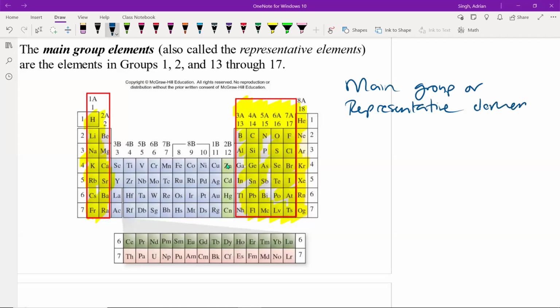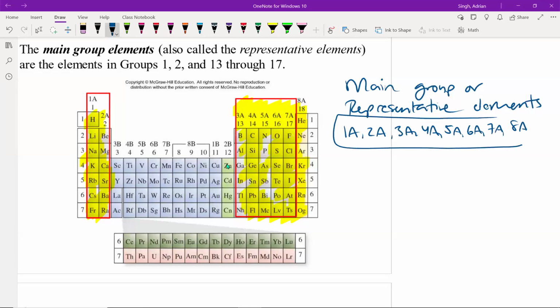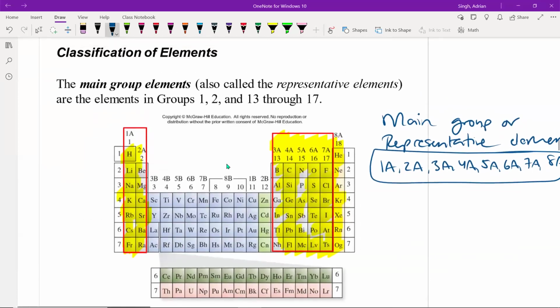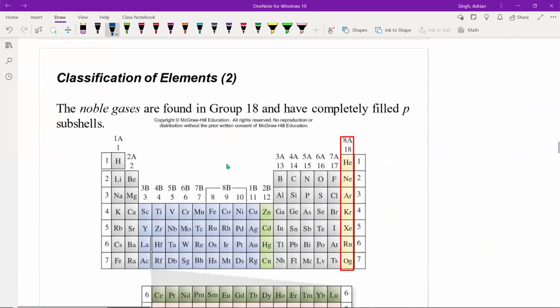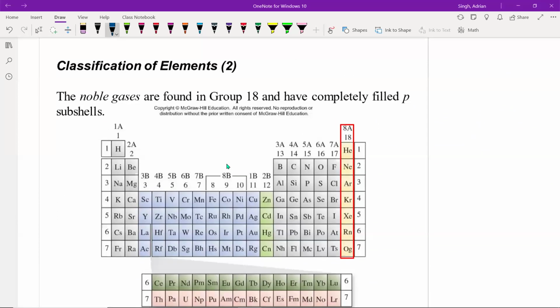When we start looking at periodic trends a little bit later on, we're going to be focusing mostly on the trends in the representative elements, right? So groups 1A, 2A, and then 3A, 4A, 5A, 6A, 7A, and 8A. Remember, with our numbering of the groups, we're using the A numbering system because it is more applicable to some of the things we're going to be looking at. So 1A through 8A, those are the main group or representative elements.